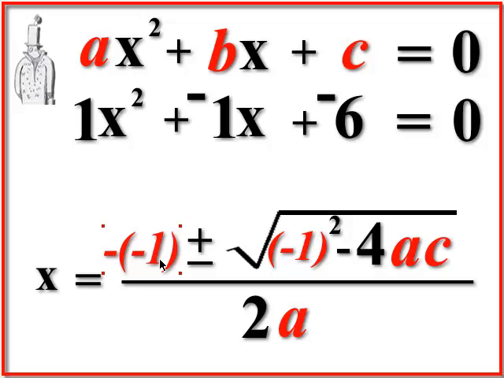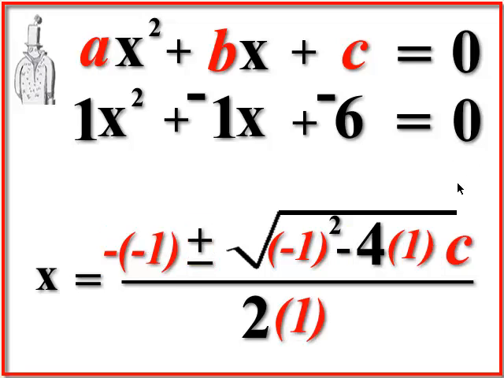First, we'll substitute our b's. Every time we see a b, we're going to put in a negative 1. Every time we see an a, we're going to put in a positive 1, right? That's a, that's b, negative 1, and that's c. Every time we see a c, we're going to put in a negative 6. And let's do some math.